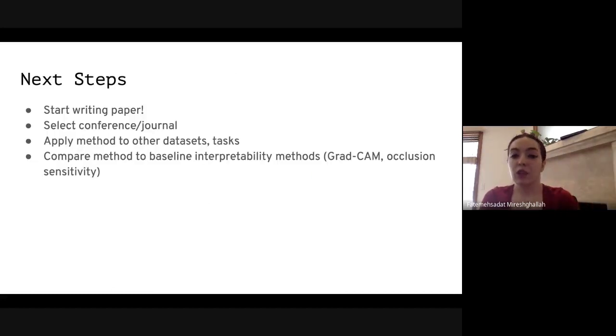Our next steps: we think we have relatively good results right now, so we want to start writing our paper, and we're trying to select a good venue for it. We also want to try this on different datasets, maybe for lungs, maybe something with COVID datasets. And we're also looking for a good interpretability baseline that we can compare with. So that's what we're doing, but we're almost done. We're starting to write the paper.